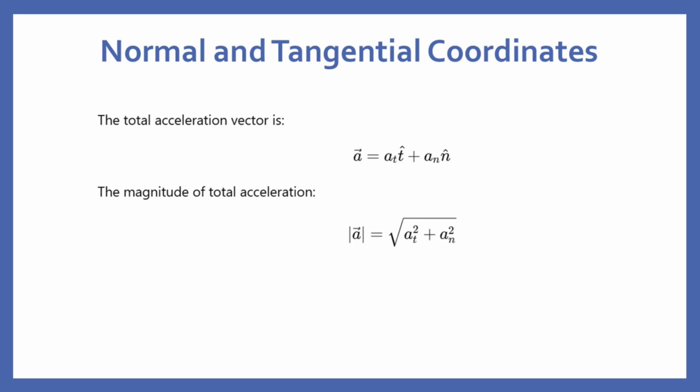These components can be expressed together in the equation of the total acceleration vector, showing how both contribute to the overall motion of the particle. The magnitude of the total acceleration is the square root of the sum of the squares of the tangential and normal accelerations, representing the combined effect of these two components on the particle's acceleration.